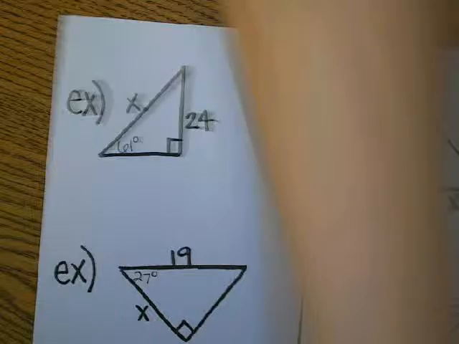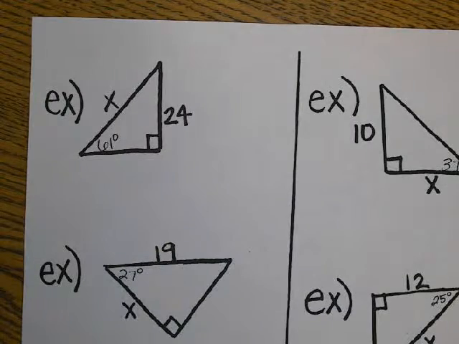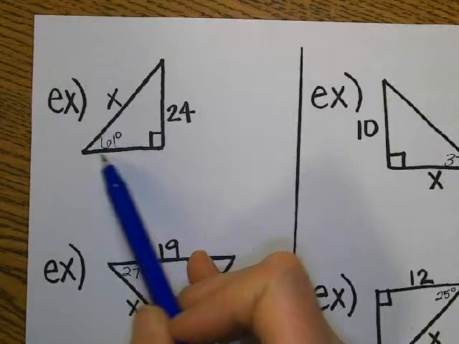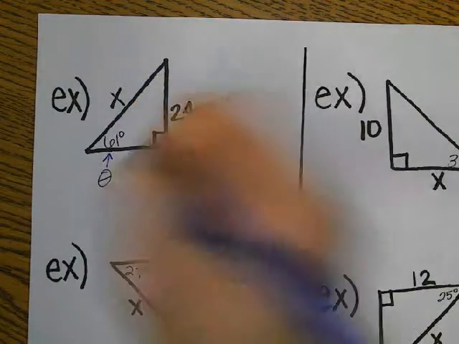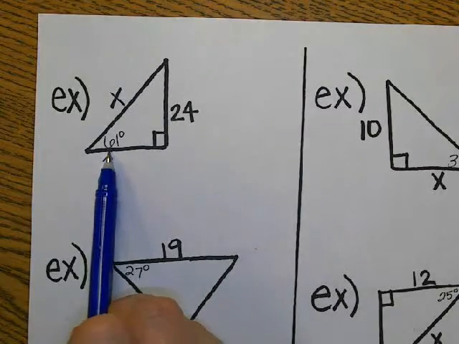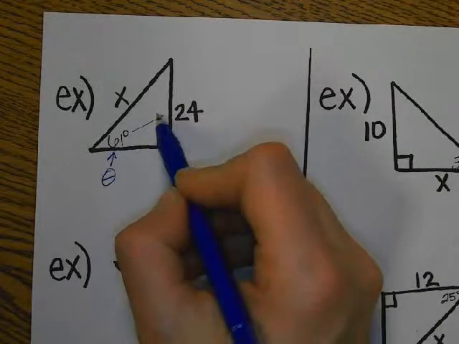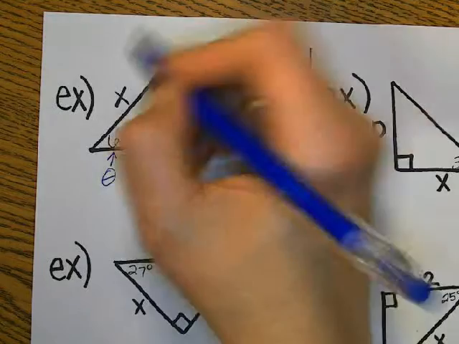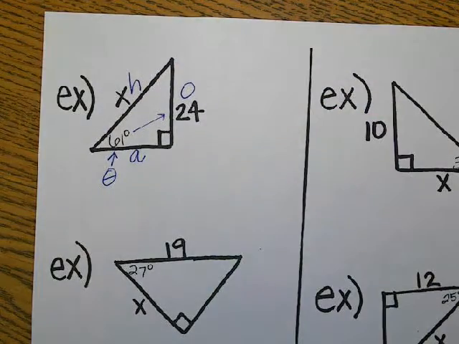Alright, so let's start with the example. This is not example 1, it's just an example. I should have labeled them as numbers. Okay, so it tells us our angle right here, 61 degrees. That means this is our theta, the angle of interest. So we need to label the rest of this triangle. Opposite our theta is 24, x is our hypotenuse, and this side is adjacent.